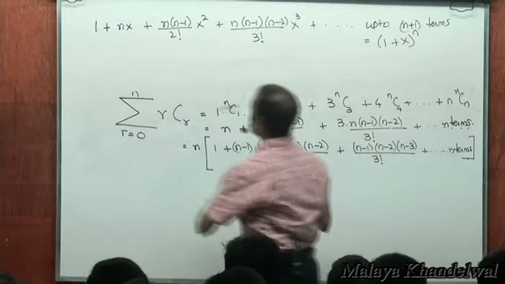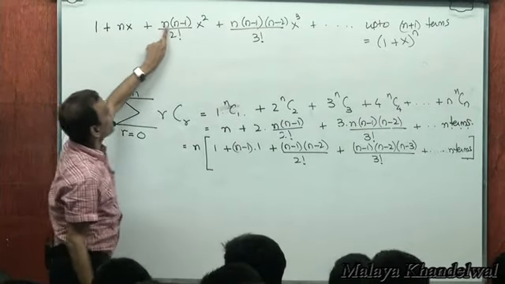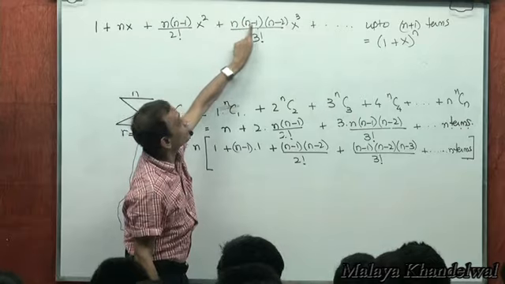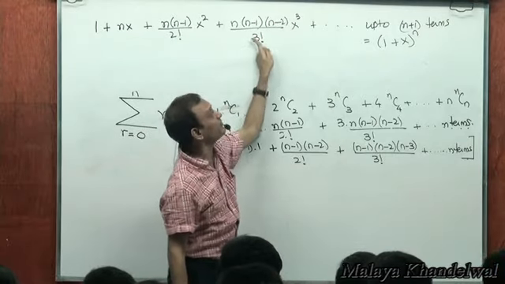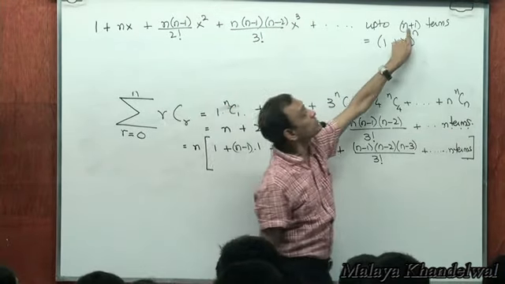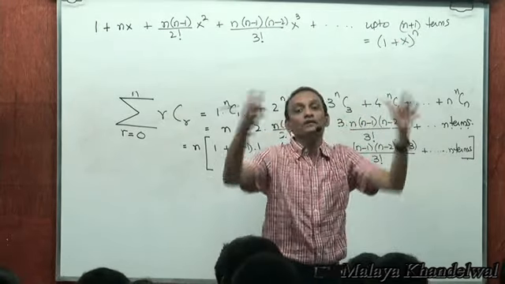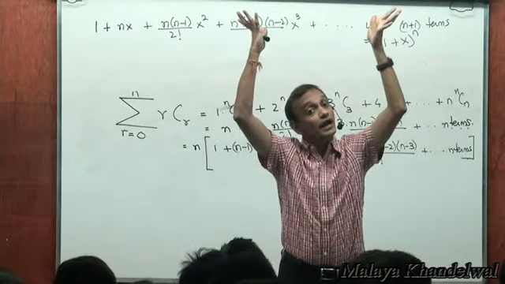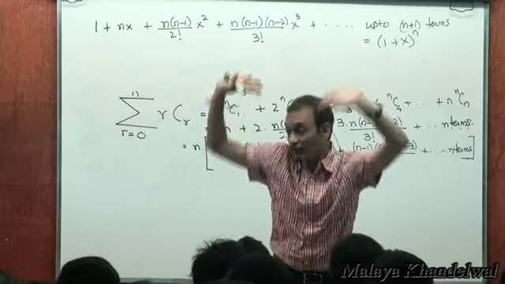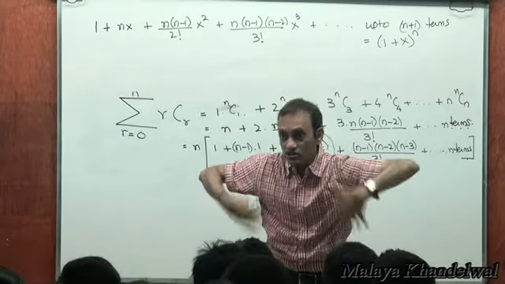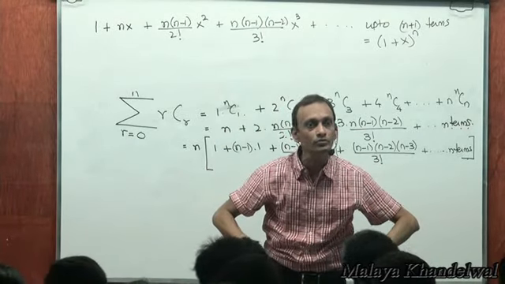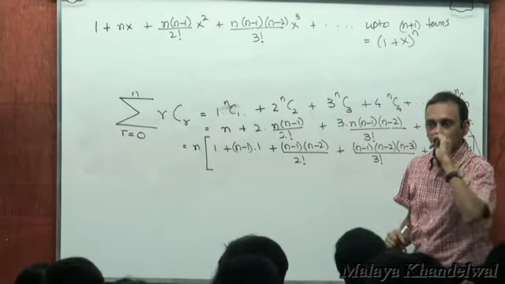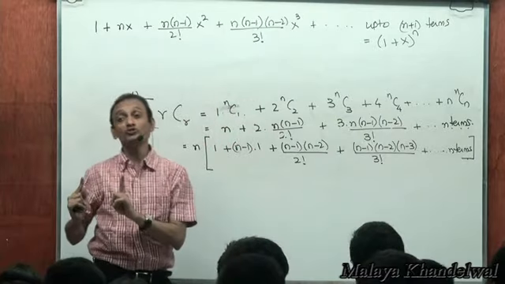1 plus n into x plus n into n minus 1 by 2 factorial into x squared, n into n minus 1 into n minus 2 by 3 factorial x cubed, up to how many terms? 1 more than n terms. Then the whole thing gives you a full binomial series, which would be (1 plus x) to the power n. This is how I want you to assimilate this idea. Good. Now, it's all about how you want to read it.